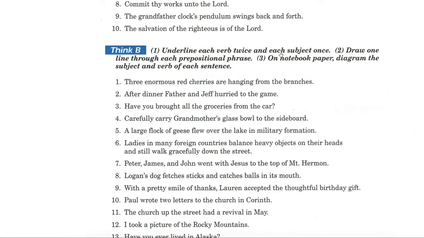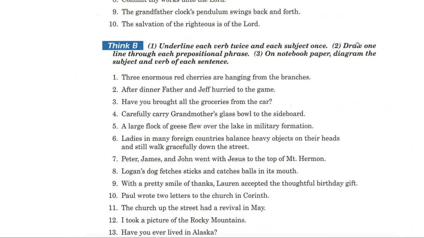Think B: underline each verb twice and each subject once. Draw one line through each prepositional phrase. On notebook paper, diagram the subject and verb of each sentence. So lots to do right here. Let's do the first step: underline the verb twice and draw one line through the prepositional phrase. All right, let's do number 1 and 2 first.